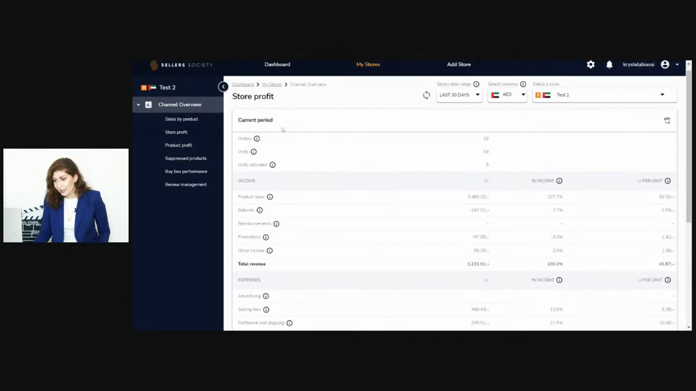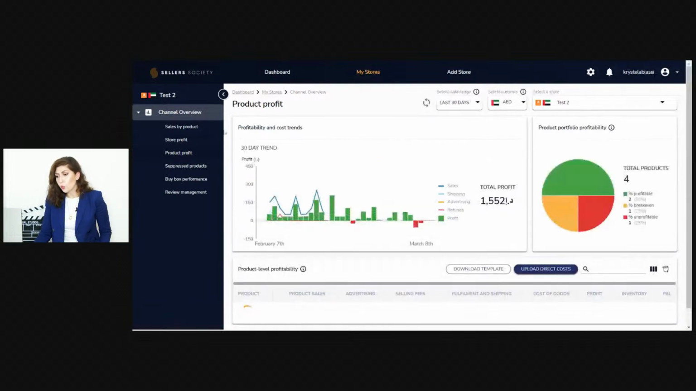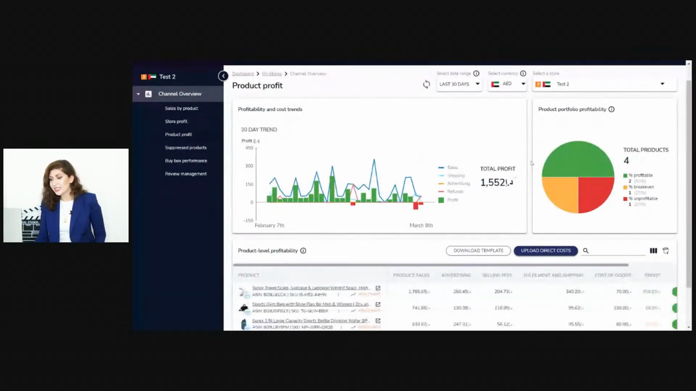Now let's look at the product profit. Once you click on the product profit, as you can see here, it's going to give you what the total profit for the store is. We're not looking at sales here. We're not looking at revenue. We're looking at the profit. And how this system knows what your profit is, is because we actually told it how much the unit costs, and it also has access to your advertising dashboard. So it knows exactly how much money you're spending per product per day on ads.